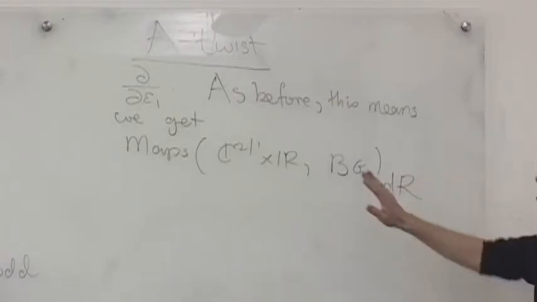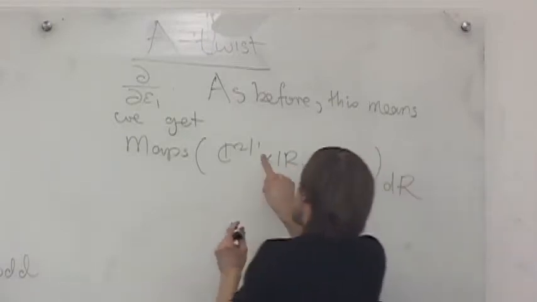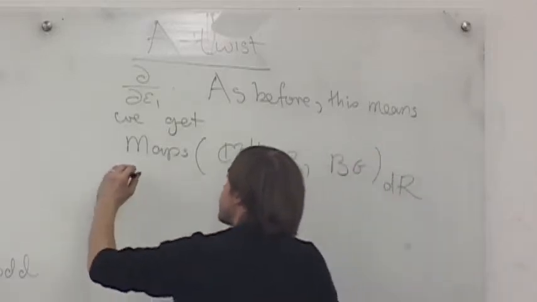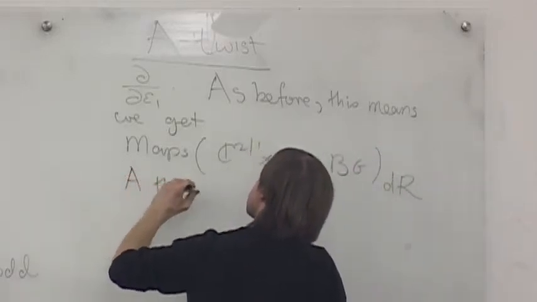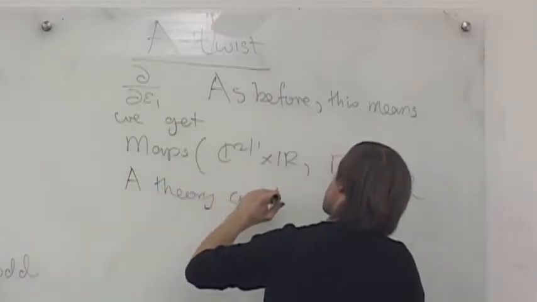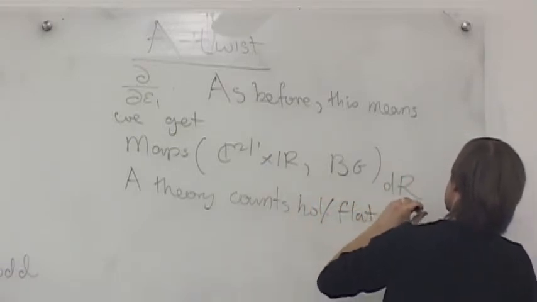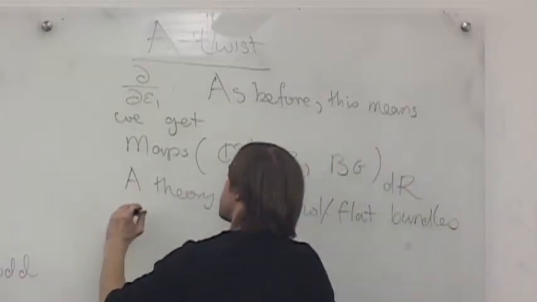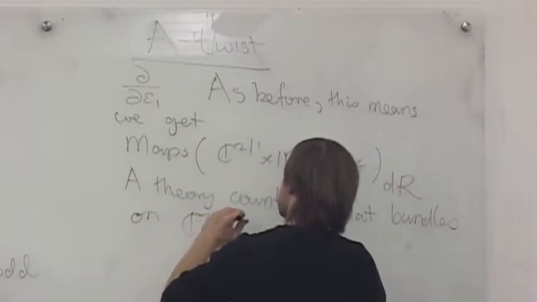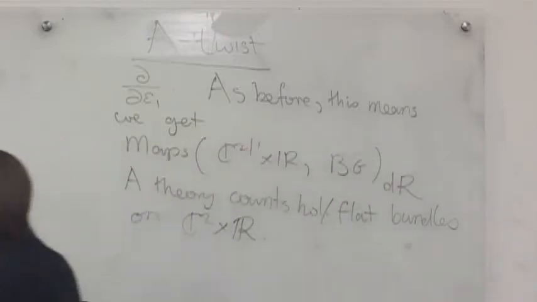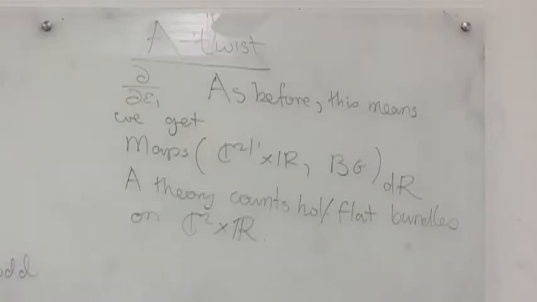In particular, it's a theory which is going to count. This odd direction is not super important, so we find a theory which counts holomorphic bundles, holomorphic flat bundles on C2 cross R. So I want to come back to this A twist in just a second. And we'll see that the Hilbert space of this 5D Yang-Mills in the presence of this A twist is the cohomology of instanton moduli space.